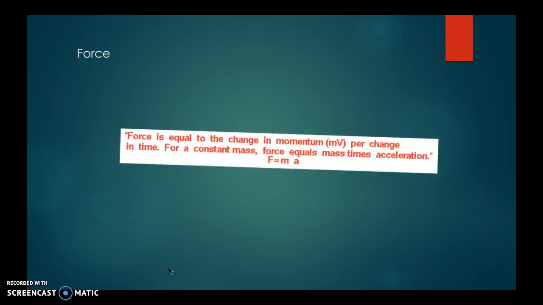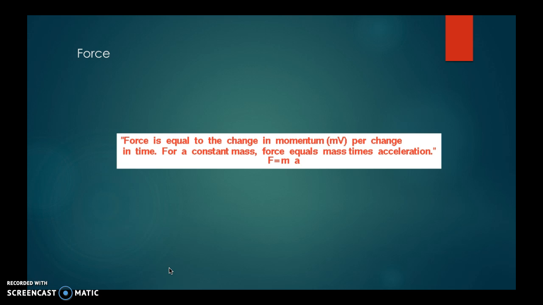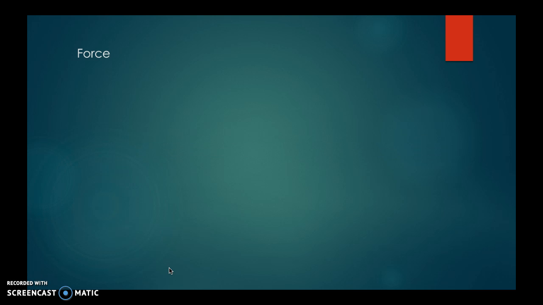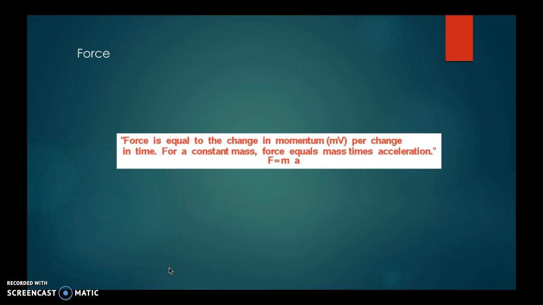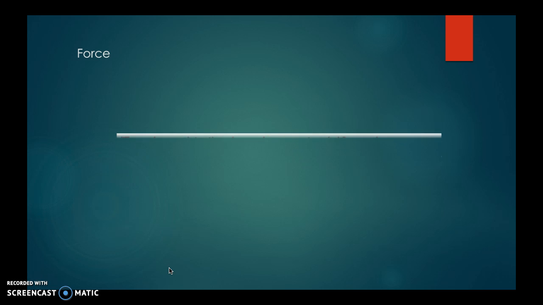for a lighter object. An example of this would be when a performer goes into the gym and starts lifting weights. They will need more muscle or force to lift heavier weights. Newton stated that force is equal to the change of momentum per change in time. For a constant mass, force equals mass times acceleration.